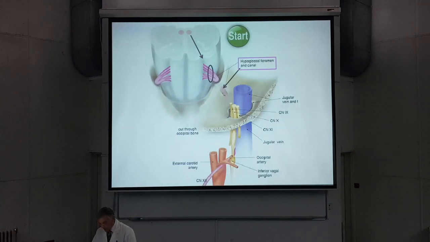And once they are outside the skull, they get into the carotid sheath. The carotid sheath has in its uppermost part several cranial nerves, 9, 10, and 12. Then the hypoglossal nerve is going to go down, leave the carotid sheath, and hooks around the occipital artery, coming from the external carotid artery.